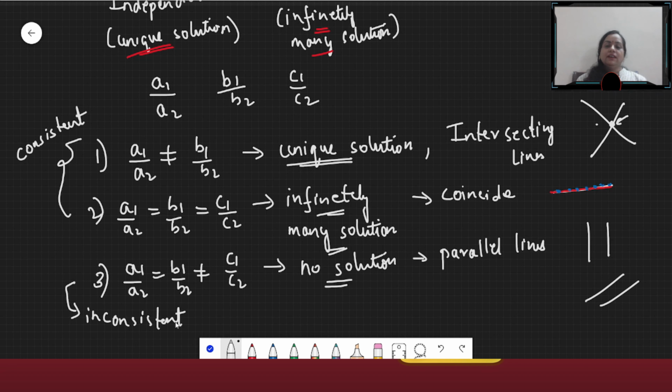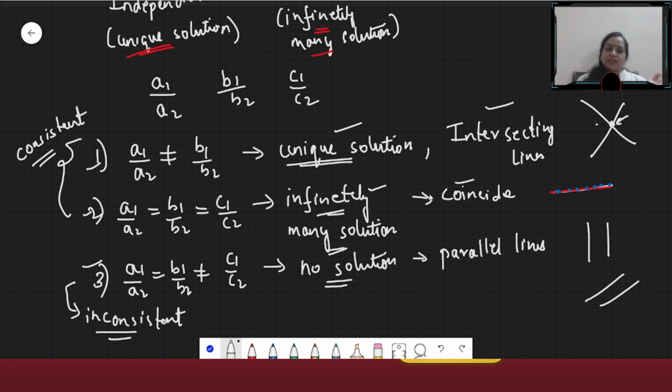So if a question is given wherein you have two equations, you just have to compare the ratios and check. If the ratios are of the first and second type, that means it is going to be a consistent pair of linear equations. If it is of this type, then it is going to be inconsistent. A1 by A2 not equal to B1 by B2: unique solution, intersecting lines. A1 by A2 equal to B1 by B2 equal to C1 by C2, that means all are equal, then the lines are going to coincide on each other, right? And it is going to have infinitely many solutions.